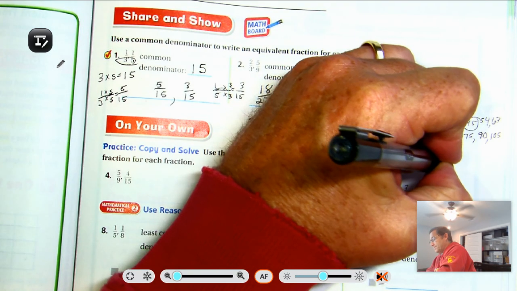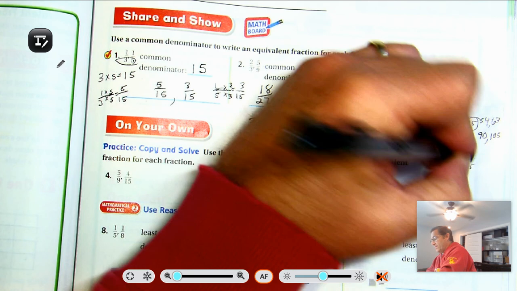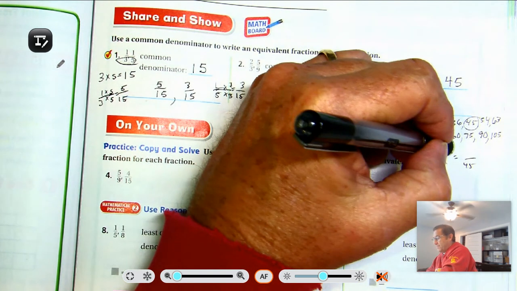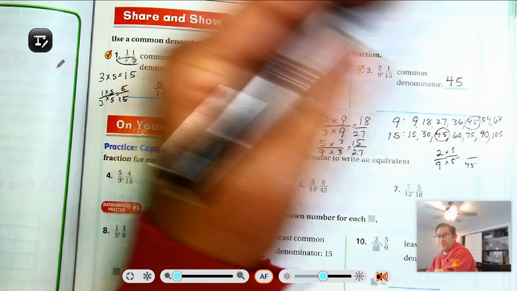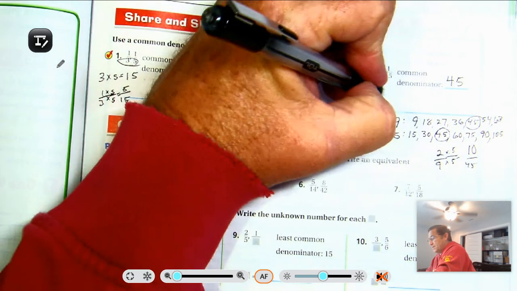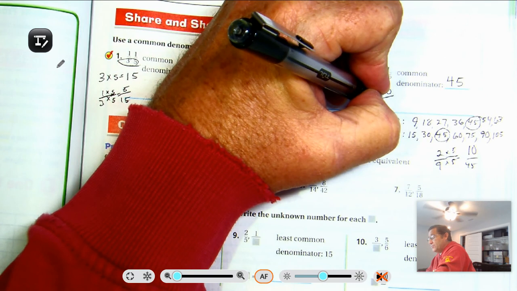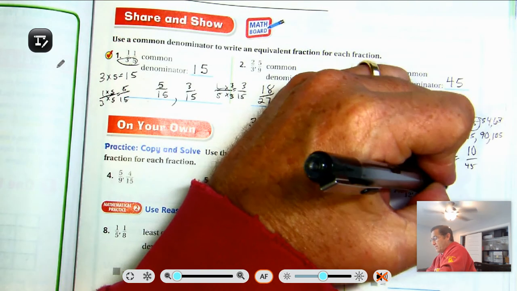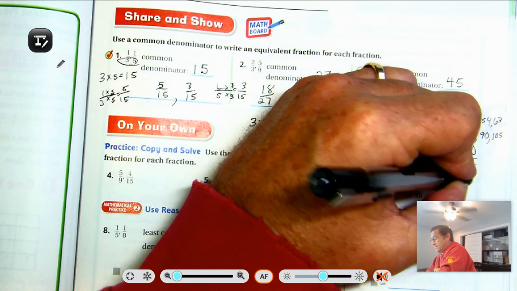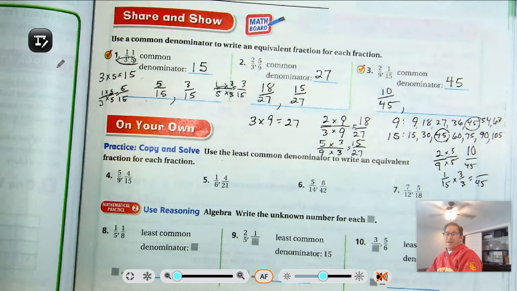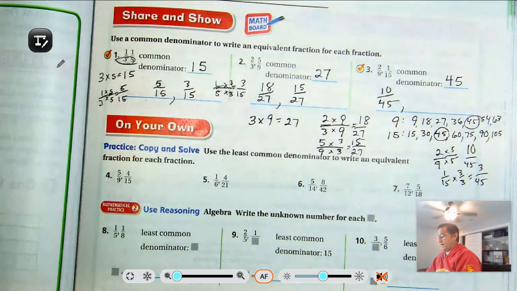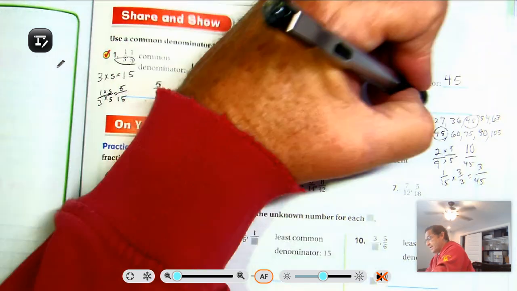2/9 times what will give me 45ths? Well, 1, 2, 3, 4, 5. 5 multiples of 9 is 45. 5 times 2 is 10. So I can rewrite 2/9 as 10/45ths. And 1/15, I can multiply that by 3. 1, 2, 3. And rewrite 1/15 as 3/45ths.